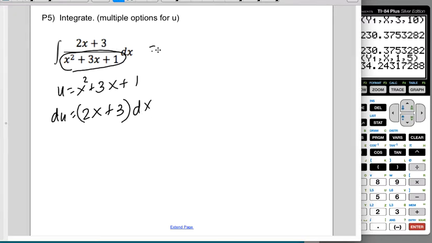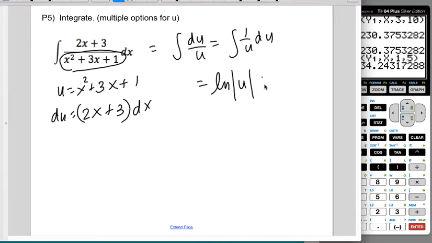So if you can just spot that this is the integral of du over u, or if you like it better, you can write it as 1 over u du. They're the same thing. Either way, it's going to integrate to the natural log of the absolute value of u plus c. So my answer is the natural log of the absolute value of x squared plus 3x plus 1, all plus c.